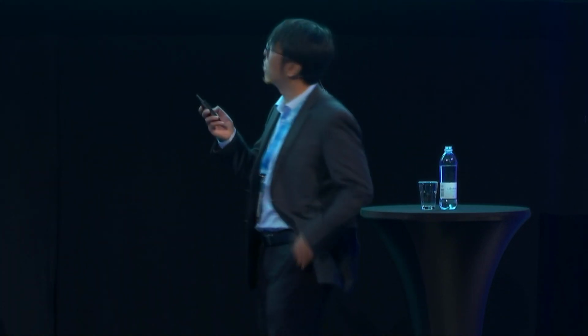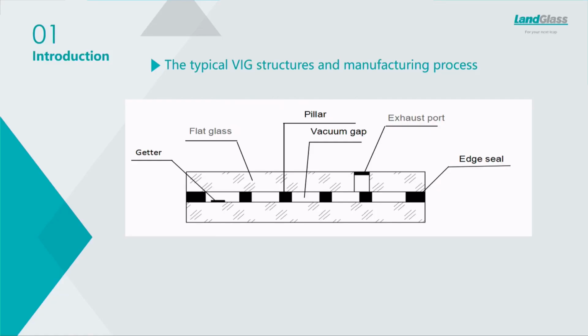Okay, so first, the introduction. Basically, this is the typical VIG structure. As you can see here, the VIG is made of 2 glass pieces with supporters inside, and also with some kind of solder sealing the whole structure to make the inside a vacuum chamber. Here we also have the getter, because this is used to suck out all the residual air.